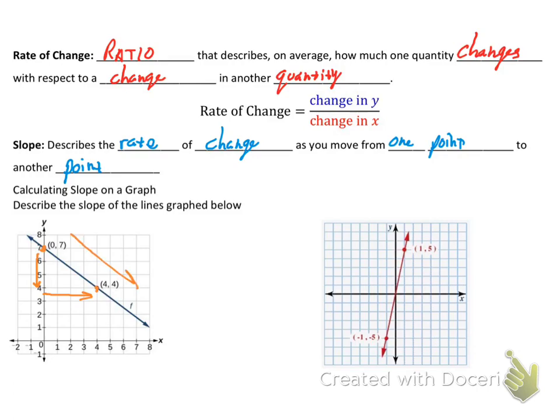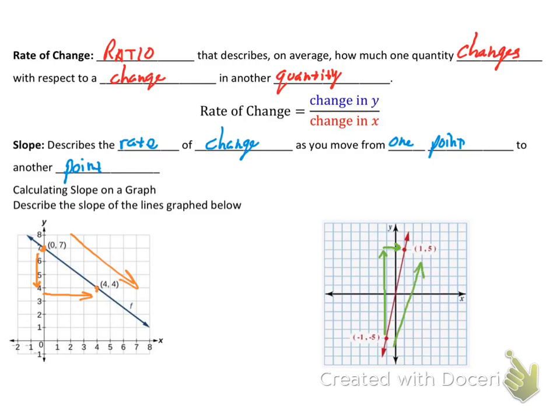I'm going downhill. And then with the one next to it, I'm going to go up in the positive direction, and then over in the positive direction. So that's a positive slope because that's increasing. You're going uphill on that.